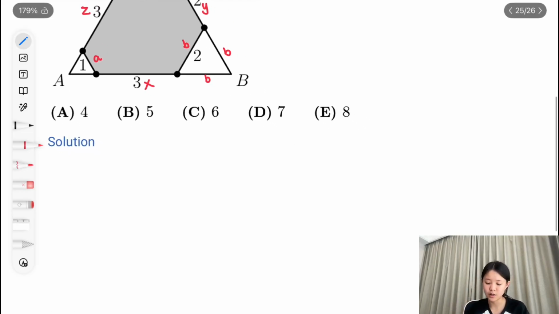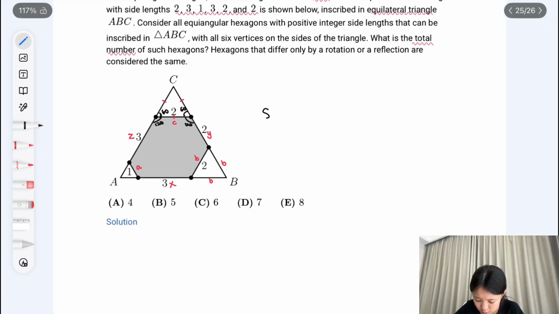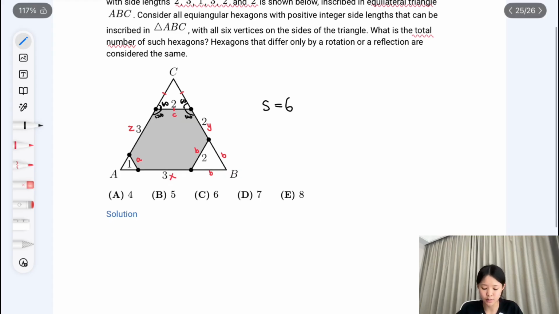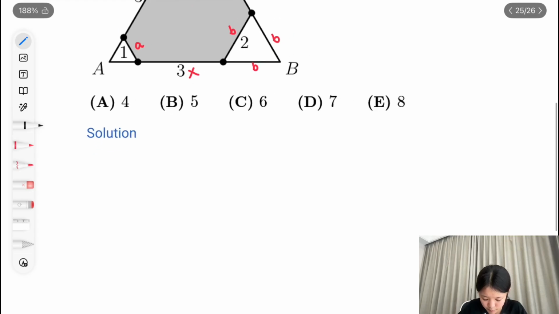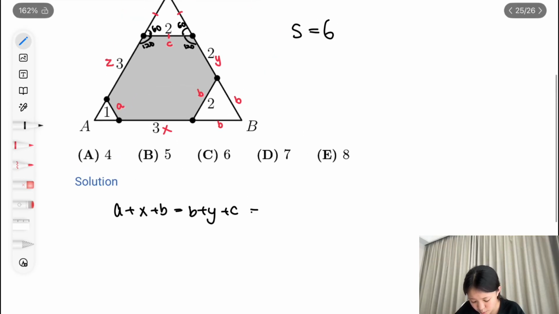So this gives us a few different equations that we can use. The first being that we can first find out the side length equals 6, and this is the same for all of these different equal angular hexagons, as they all have to fit within this specific ABC triangle. So that gives us the equation of A plus X plus B equals B plus Y plus C equals A plus Z plus C.